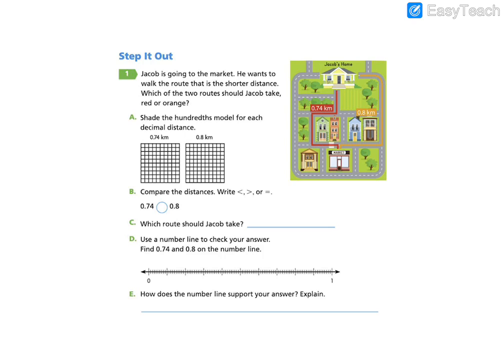All right, let's look at our first question. Jacob is going to the market. He wants to walk the route that is the shorter distance. Which of the two routes should Jacob take? Red or orange? All right, we need to shade the hundredths model for each decimal distance. Go ahead and pause the video and shade the two models now.